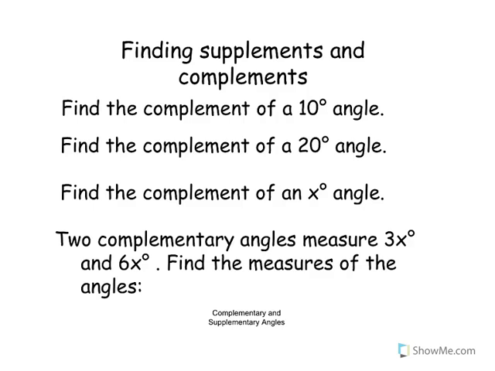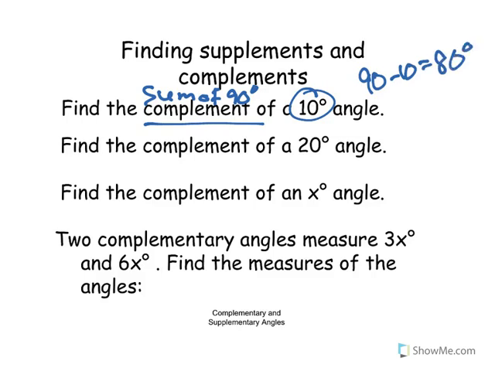We can do this from pictures, visuals, as we'll do in a few minutes, or we can do it from text. Find the complement of a 10-degree angle. Complement means we want a sum of 90 degrees. Two angles are complements if they add to 90. So a 30-degree angle and a 60-degree angle we would call complements or complementary because they add up to 90. How would we find the complement of a 10-degree angle? We would do 90 minus 10, and we would say the complement of a 10-degree angle is 80 degrees.